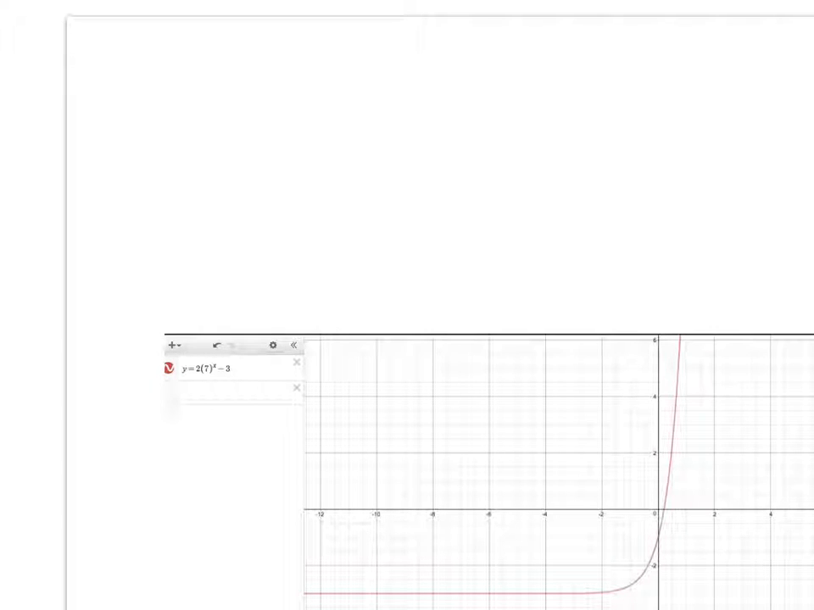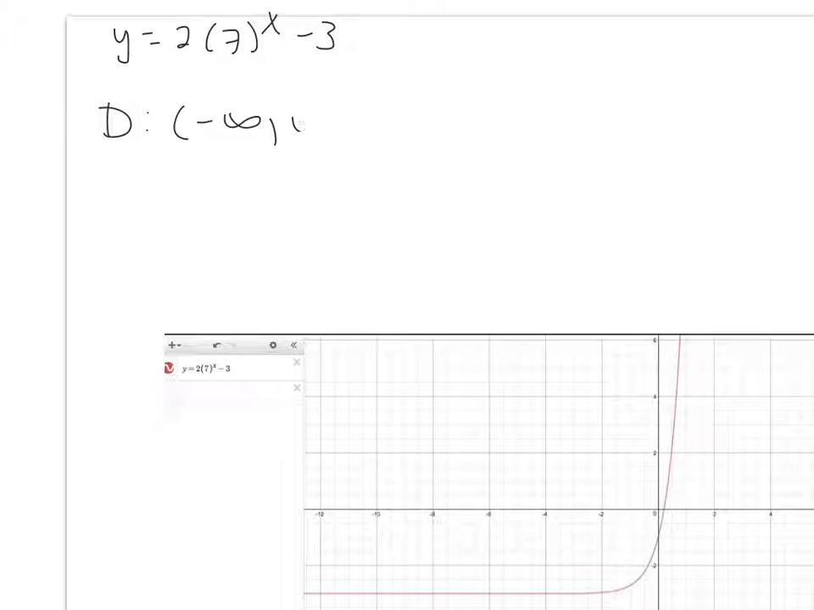Okay, so our last one is y equals 2 times 7 to the x minus 3. So the domain will be the same, negative infinity to infinity. In this case, we're subtracting 3 from the exponential, so the range will be shifted down by 3. It was shifted up 1 in the last example. Here it's shifted down because it's negative.